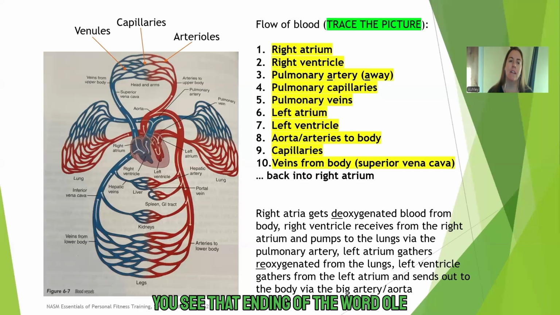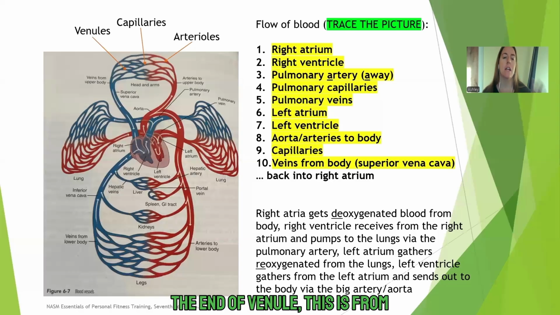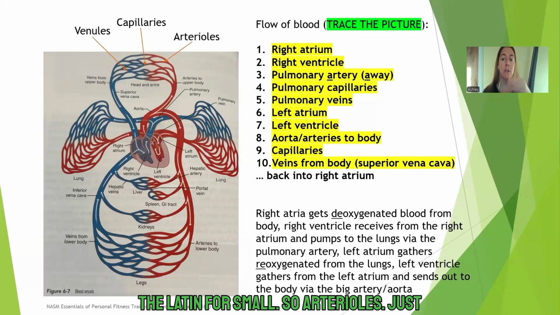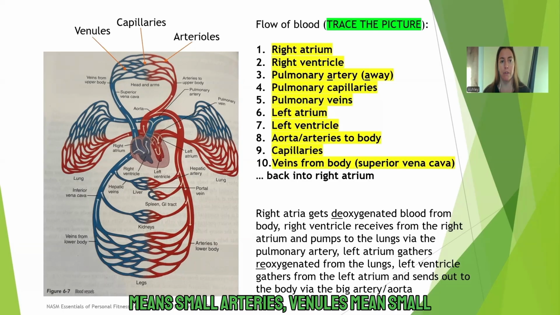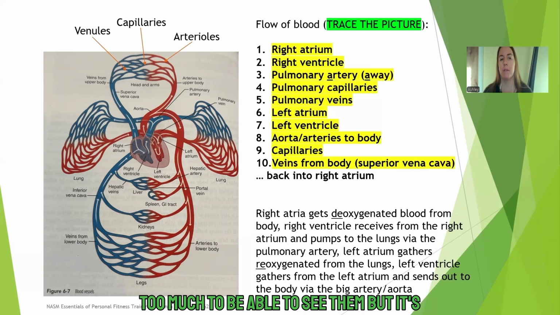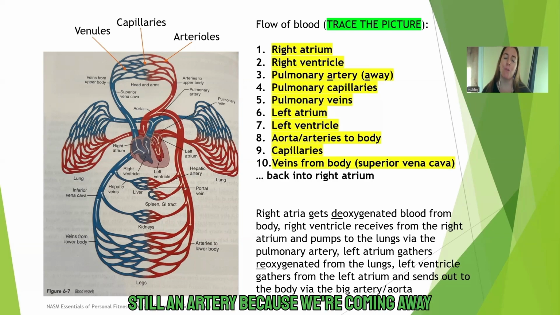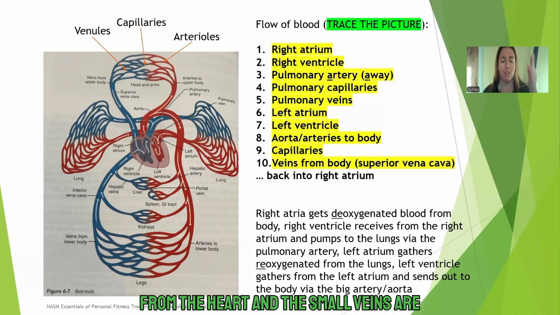Now, when you see that ending of the word OLE at the end of arteriole or ULE at the end of venule, this is from the Latin for small. So arterioles just means small arteries. Venules means small veins. Those words are close enough that we don't really need to learn too much to be able to see them. But it's still an artery because we're coming away from the heart. And the small veins are still veins because they're coming back towards the heart.